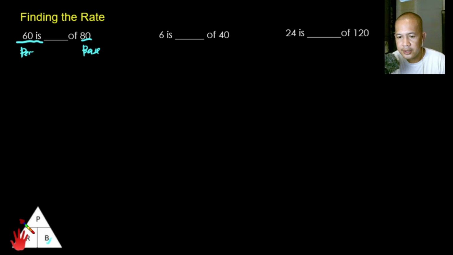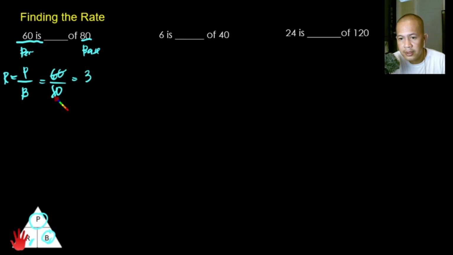In Tekkan's triangle, if the rate is missing, we're going to divide the percentage by our base. So the formula here is rate is equal to percentage divided by your base. Our percentage here is 60 and your base is 80. So we can reduce this to the lowest term. Divided by 20, 60 is 3. Divided by 20, 80 is 4.